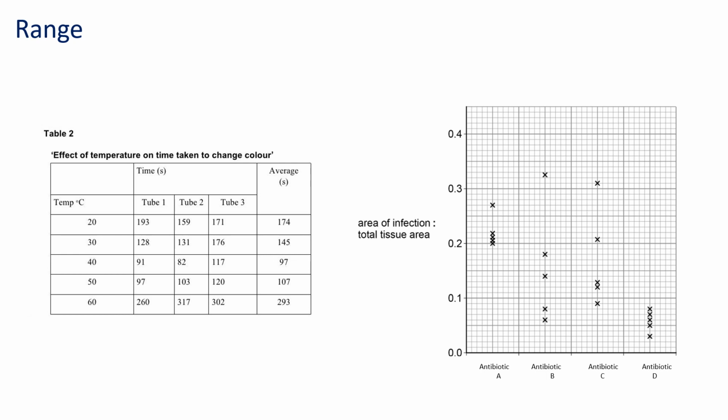I've stuck with enzymes to show you another type of question that always crops up, which is to identify a range of data. If you look at table 2, we can see that we've got a full set of data from investigating the effect of temperature on time taken to change colour. They could ask you to identify a range from the average time taken here in the end column. And we can see that our lowest figure is 97 and our highest figure is 293. Therefore, our range is from 97 to 293, we have a range of 196.